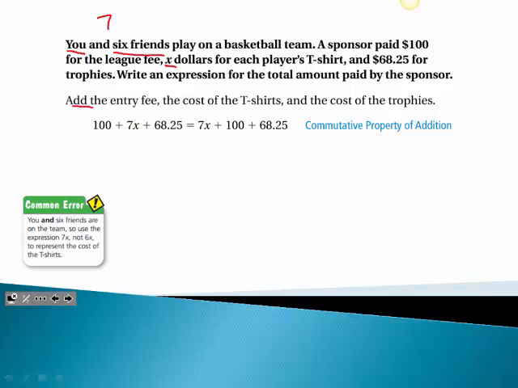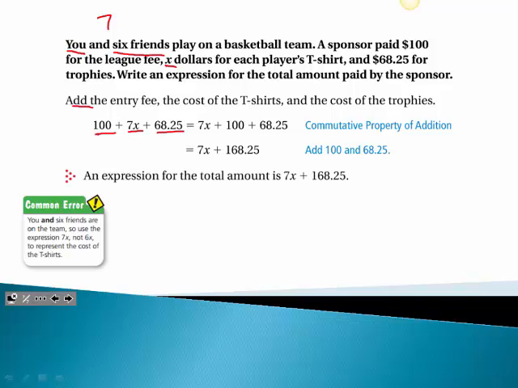All right? We then have to simplify that. So by simplifying it, we're going to switch the order of 100 and the 7X so we can get the 100 and the 68.25 together. Once we switch those, that's called the commutative property. And when we add it together, we are done. We don't know what X is, so we cannot simplify this anymore. If something has a letter, such as right here, you cannot add it with a number until we figure out what that X is. And we don't know, and we can't figure it out, so we're just going to leave it like that.